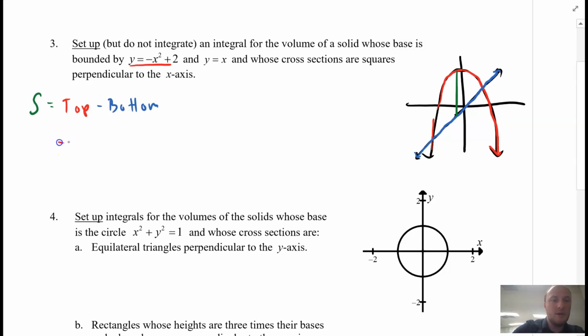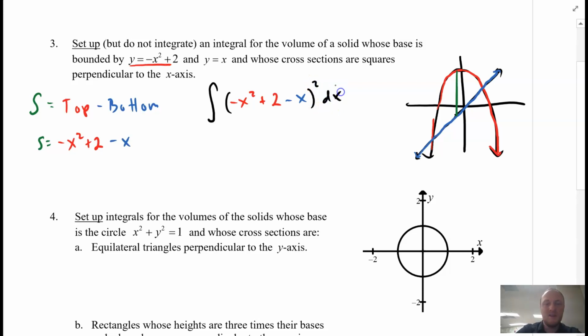So what is the top? Well, the top is negative x squared plus 2, and our bottom is x. Okay, so there's our side. That distance is going to be equal to negative x squared plus 2 minus x. So if I want to set up an integral to calculate the volume, the cross section's a square, right? So that's s squared. So negative x squared plus 2 minus x, and I'm going to square this, dx. So that's it, right?